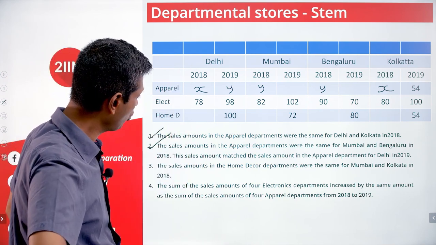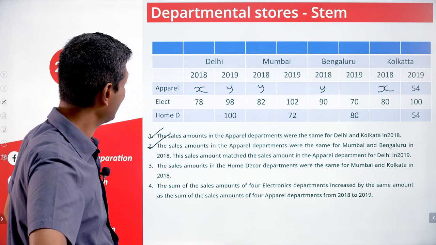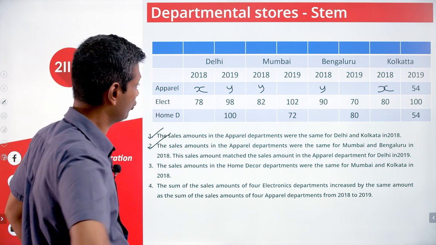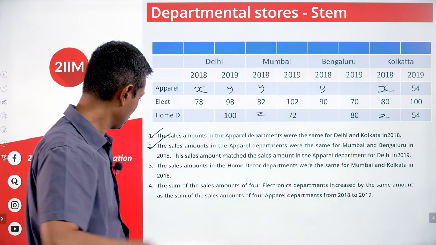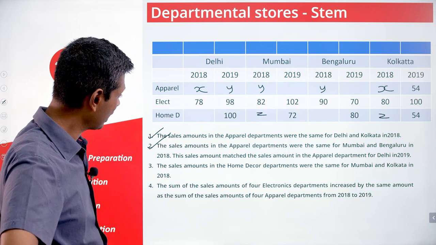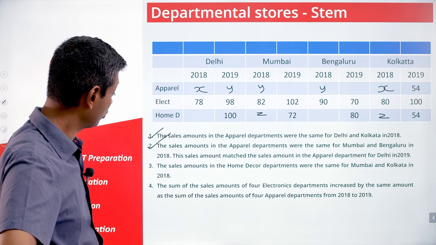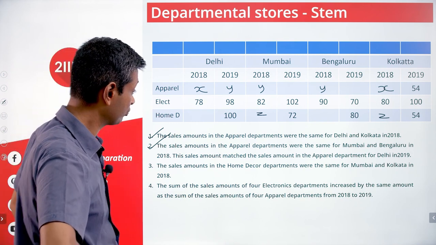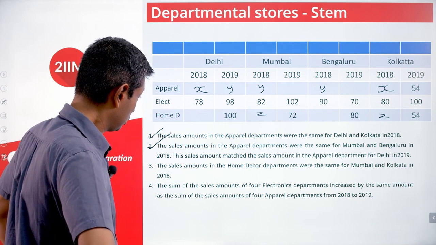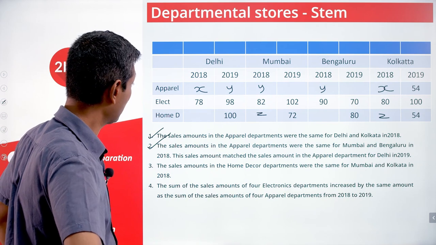The sales amounts in the home decor department were the same for Mumbai and Kolkata in 2018. This is Z. The sum of the sales amounts of the 4 electronic departments increased by the same amount as the sum of the sales of the 4 apparel departments from 2018 to 19.